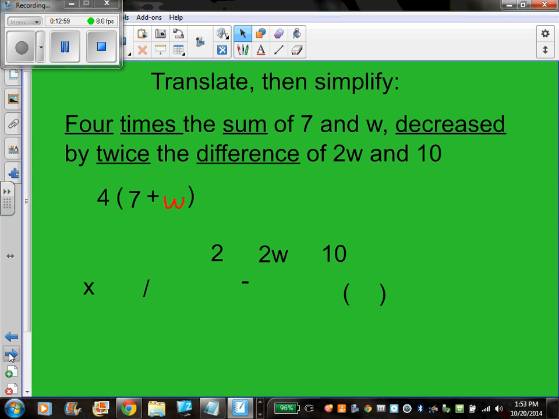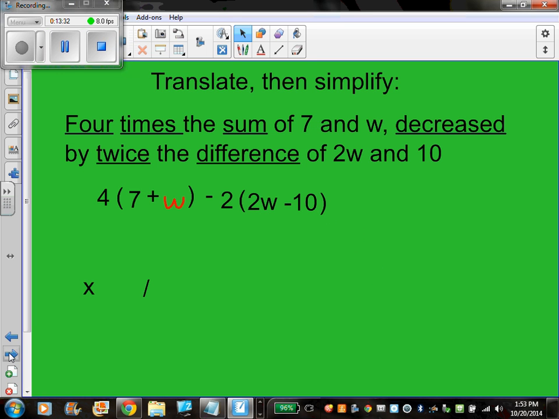Decreased by twice the difference of 2w and 10. Well, decreased always to me means minus. So minus twice the difference of 2w and 10. Well, twice means 2, and we usually have parentheses after that. Twice the difference of 2w and 10. Difference again means subtraction. So 2w minus 10.